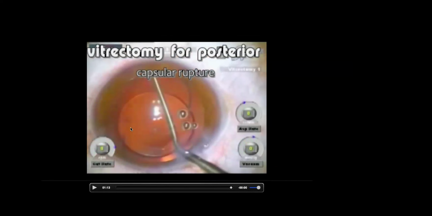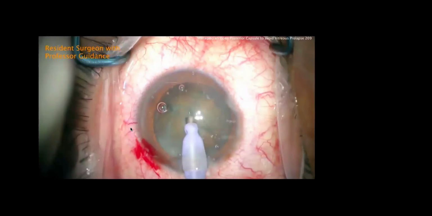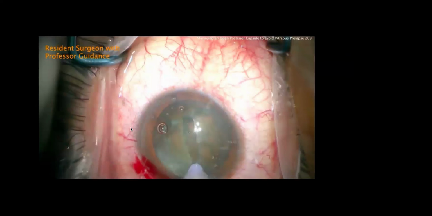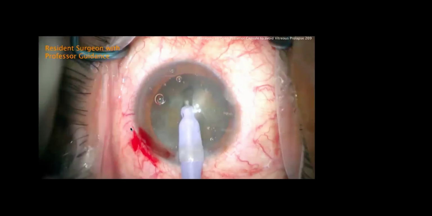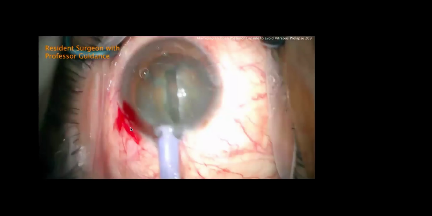This is another case. Now, this is, of course, one I have copied. Again, this resident is operating while the senior surgeon is watching, and he ruptured the capsule. Let's see how they managed the case.